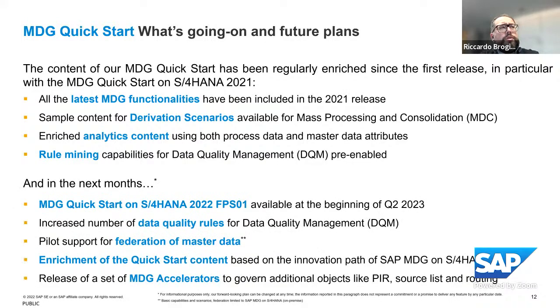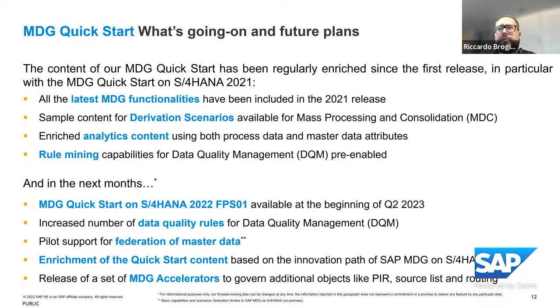What are we going to do in the next months, right? Here you have a small summary of our, let's say, roadmap. So first of all, we will continue to develop the package, and we are already planning to release the next version of it as soon as S/4HANA 2022 FPS 01 is available, right? So more or less, we should be able to release it at the beginning of Q2 of next year, 2023.